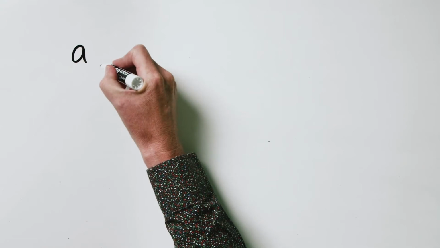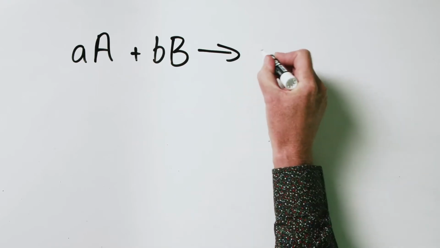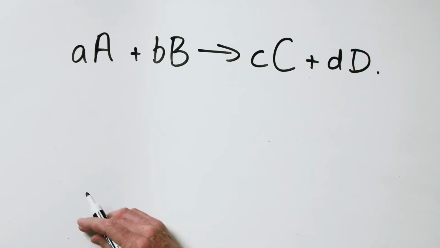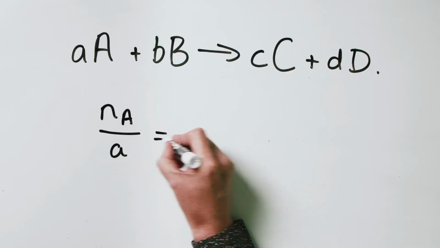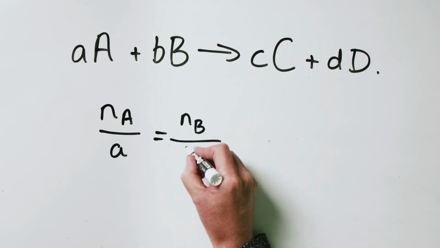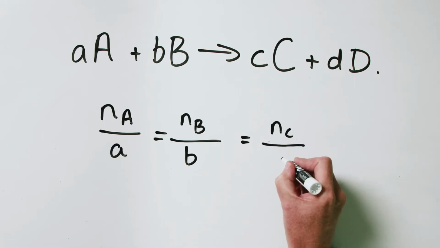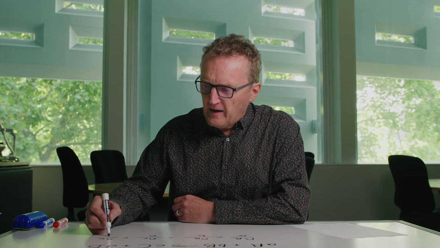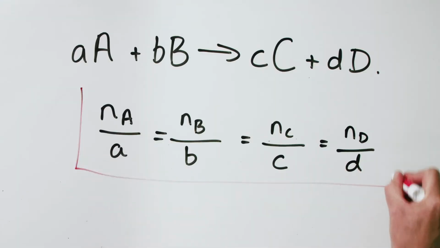So we're going to say a moles of A plus b moles of B is going to react to give us c moles of C and d moles of D. So here's something to remember: the number of moles of A over little a is equal to the number of moles of B over little b, is equal to the number of moles of C over little c, is equal to the number of moles of D upon little d. And again, that's so important, I'm going to put it in a red box.